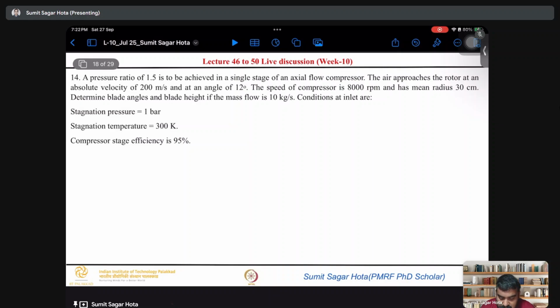Okay. So for this type of question, always draw the velocity triangle. The velocity triangle at the inlet and the velocity triangle at the exit.